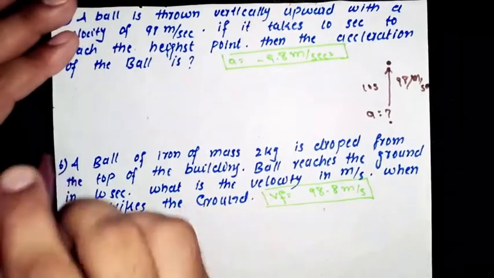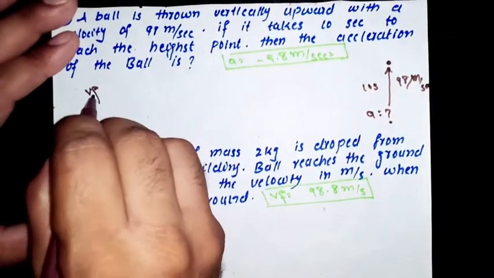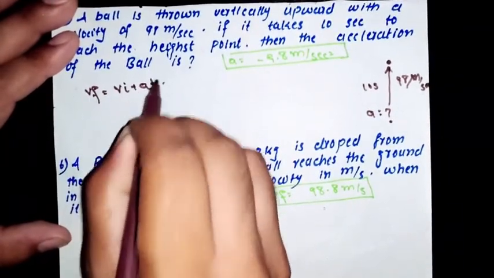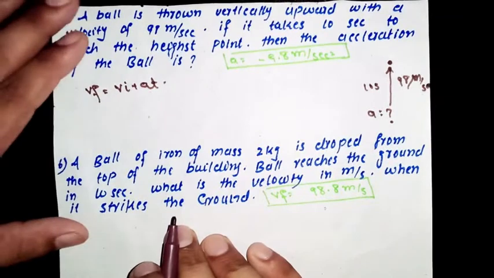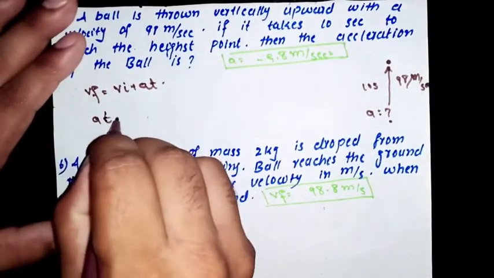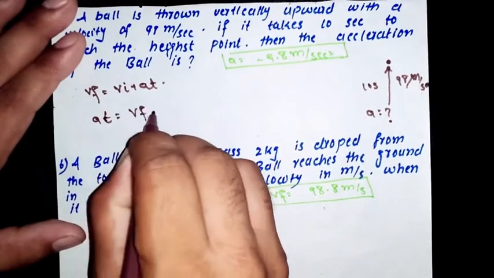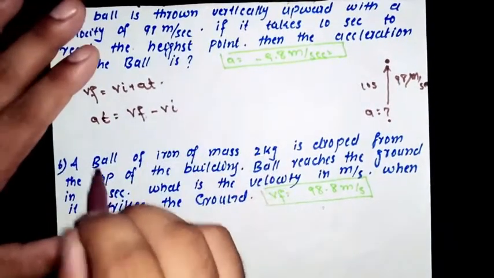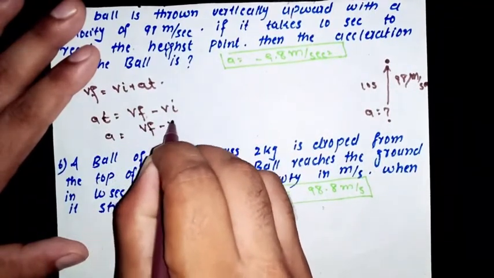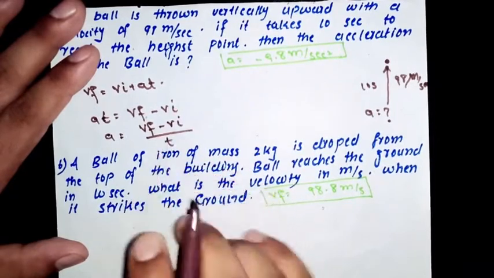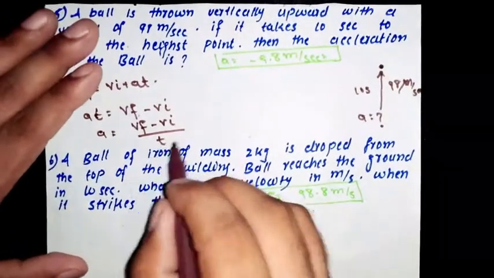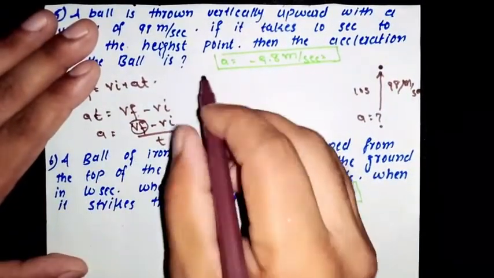So for this purpose we will use the equation of motion. Vf is equal to Vi plus At, and we will find the acceleration. So At is equal to Vf minus Vi. Now for the acceleration we will divide by the time. So a is Vf minus Vi divided by t. Now the final velocity of the ball is 0.